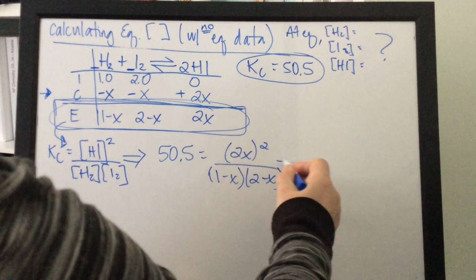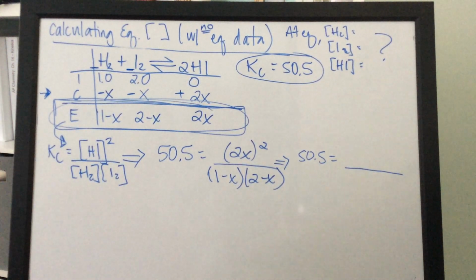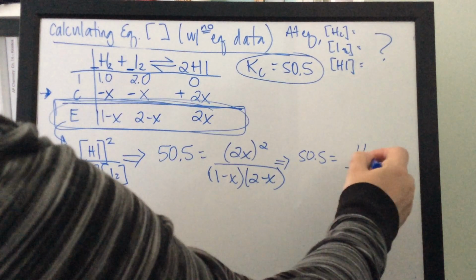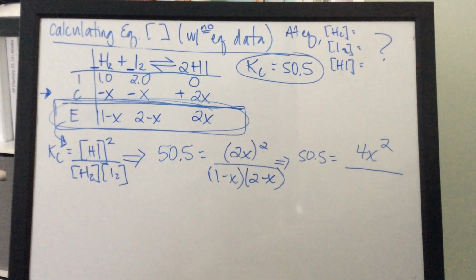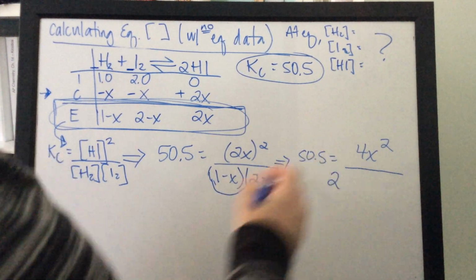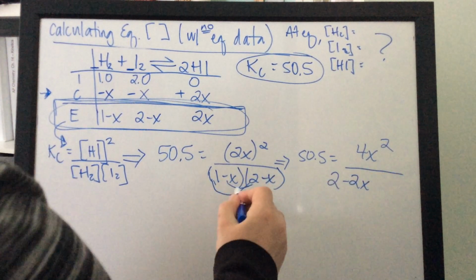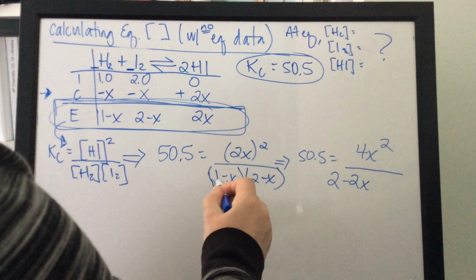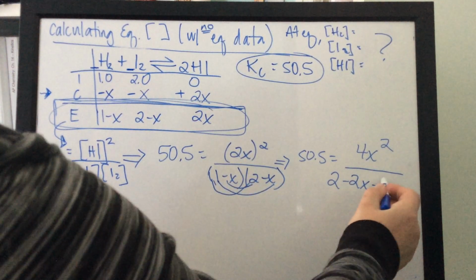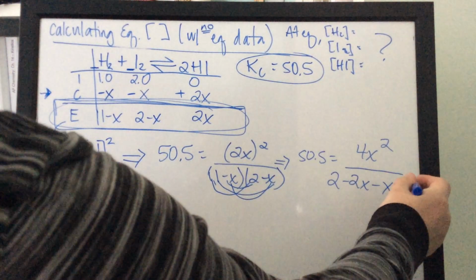So let's see, 50.5 equals, again, the goal here, we're trying to solve for x. So 2x, the quantity squared, that would be 4x squared. This down here on the bottom, I'm going to have to FOIL. So here's where chemistry takes a big turn down the algebra path, so to speak. So if I FOIL this, I get 1 times 2, that's 2. Negative x times 2, so that's minus 2x. Let's see, 1 times negative x, so minus another x. And then negative x times negative x, which is, of course, plus x squared.